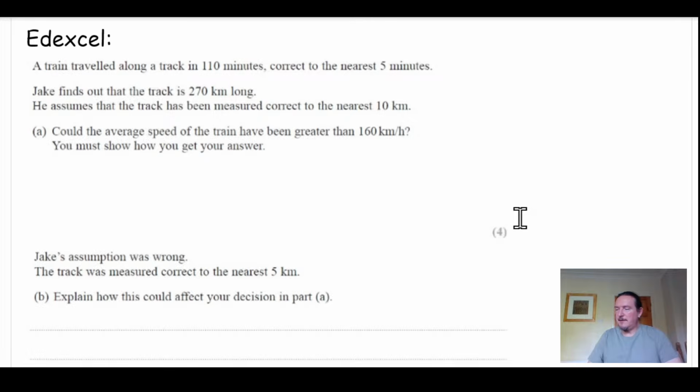So we've got two parts to this. Let's look at the first part first. This is the bit with the error bounds. So I'm going to do the same thing as before. I'm going to draw a number line. I just find it's a nice way to visualize it.